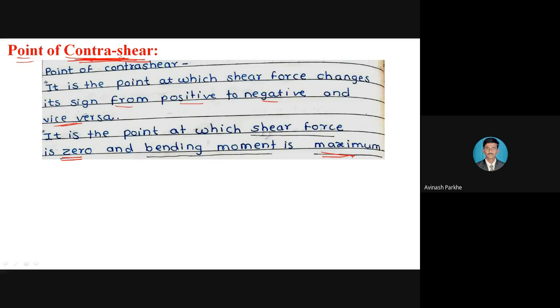Please keep in mind the point of contra shear: it is the point at which shear force is zero and at the same point the bending moment is maximum. That particular point is called a point of contra shear, or one more definition is there. It is the point at which the shear force changes its sign from positive to negative and from negative to positive. That particular point is called a point of contra shear. For example, here I will draw one figure. I will draw one SFD.